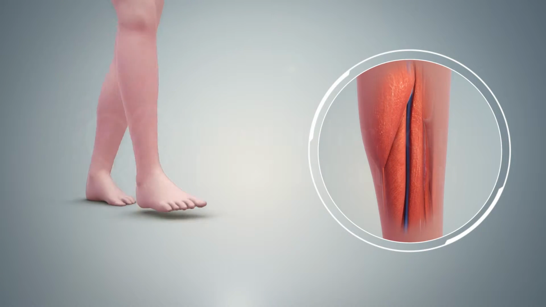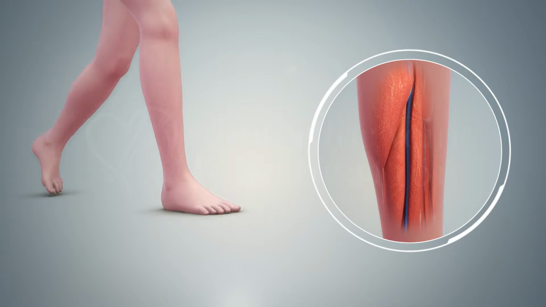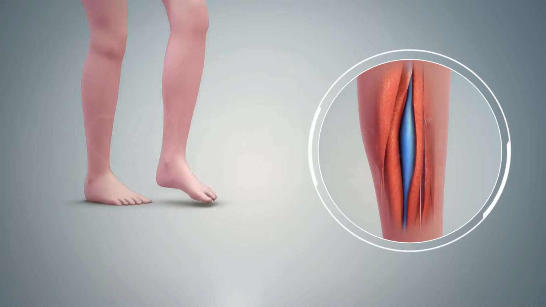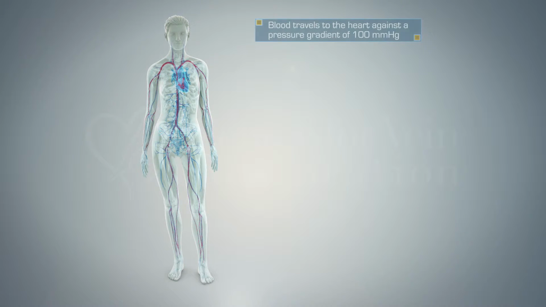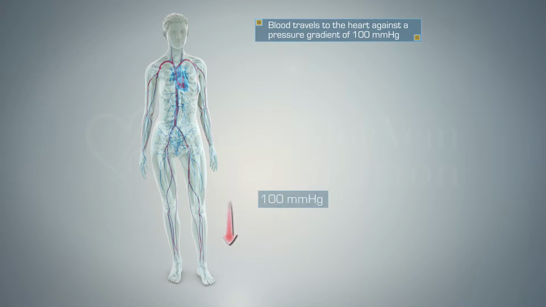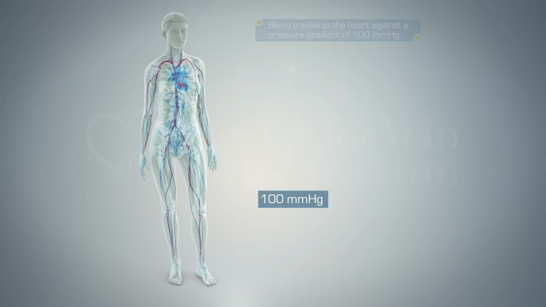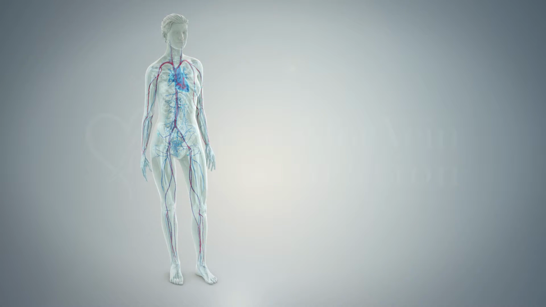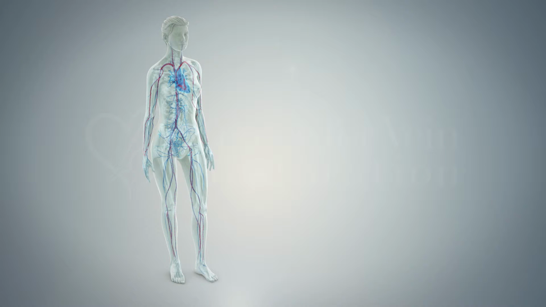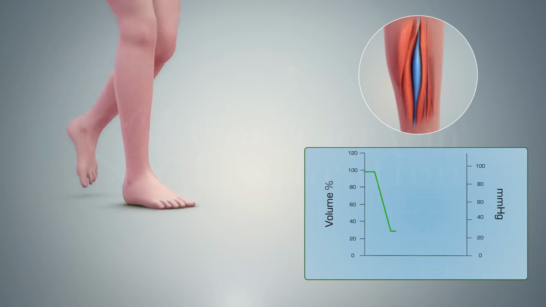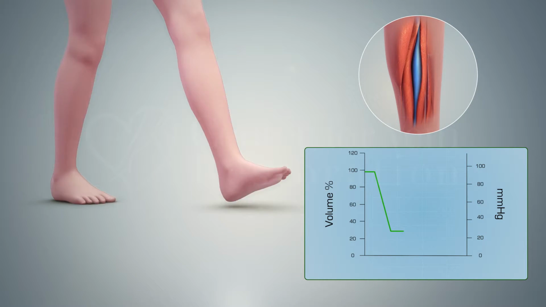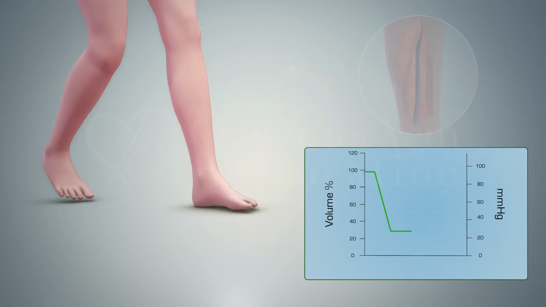The second, probably even more important mechanism is the blood pumping action of the calf muscle when we walk. Remember, as I just mentioned, blood has to travel back to the heart against a pressure gradient. To facilitate this arduous journey, the calf muscle pump is recruited to work when we walk. This pump propels blood away from the feet, causing the venous pressure in the foot to drop below 30 millimeters of mercury when we walk.